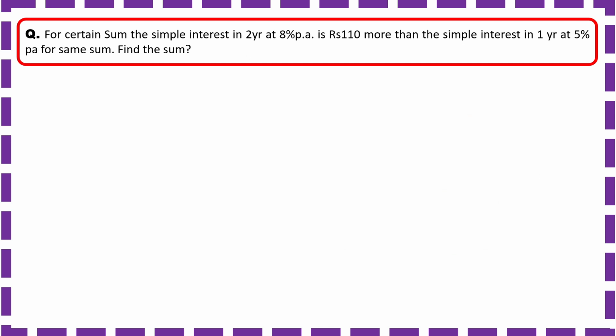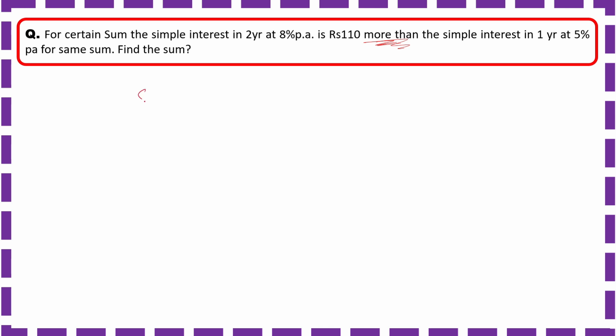Find certain sum. The simple interest in 2 years at 8% per annum is rupees 110 more than the simple interest in 1 year at 5% per annum for the same sum. Find the sum. So here what is given? The simple interest in 2 years at 8% for a sum is 110 more than. So here whenever you find more than or less than, you have to frame an equation.